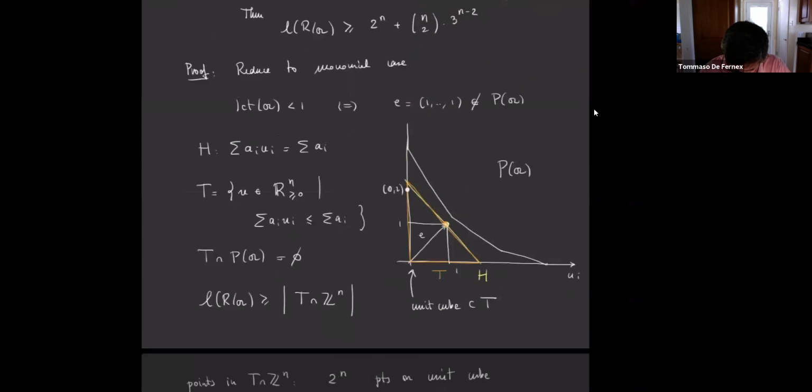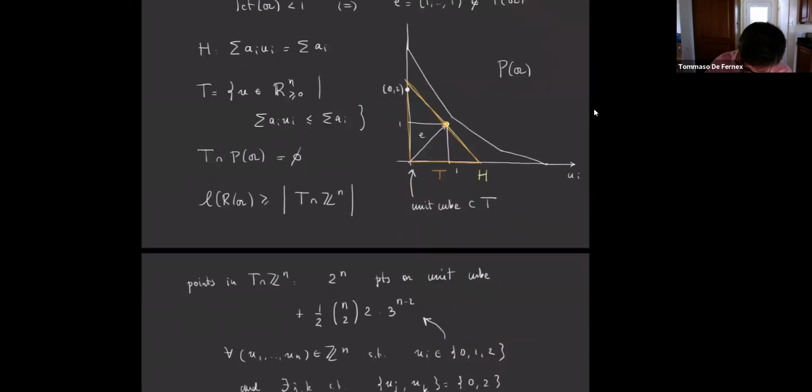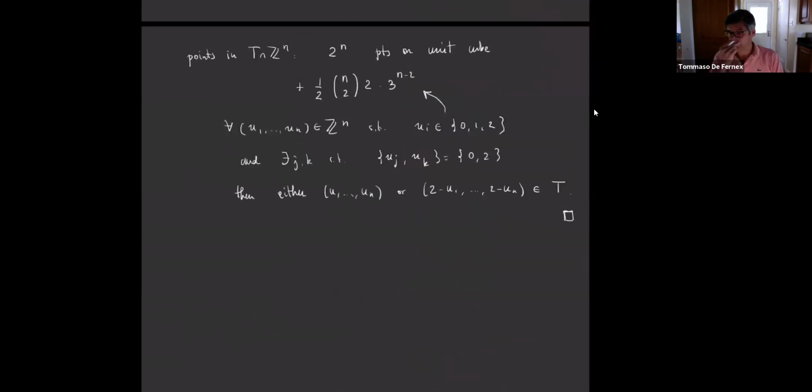You simplify the 2 and you get this is the points in the unit cube, and this is the points like this one. Yeah, we are trying to count. Okay, any questions on this one?